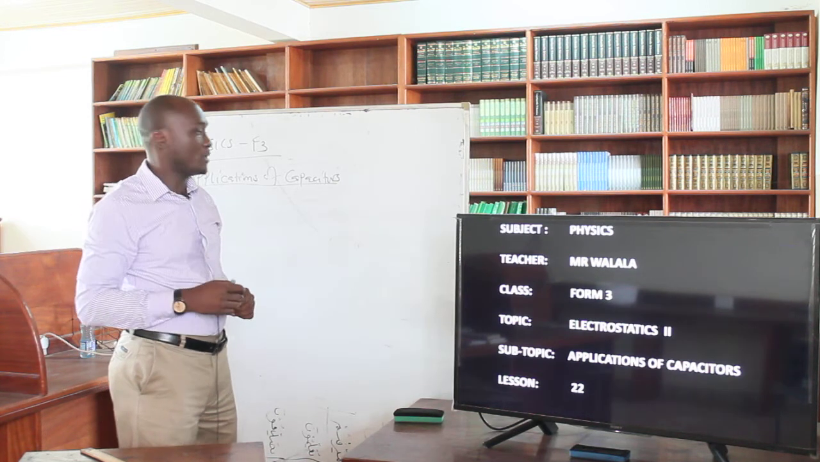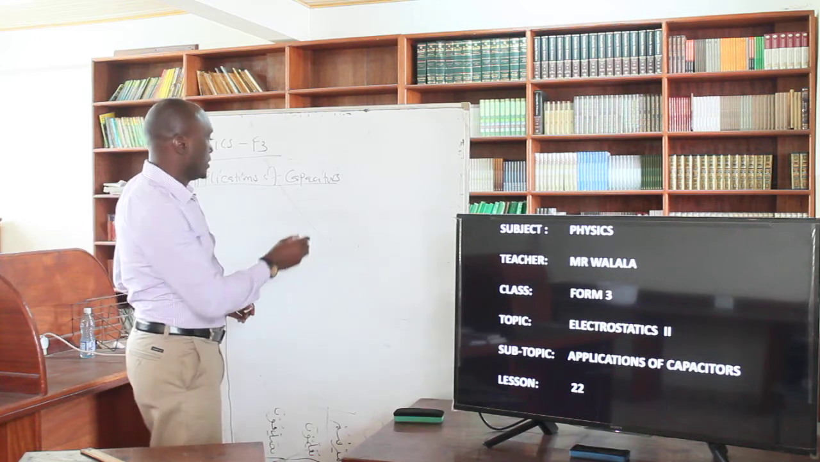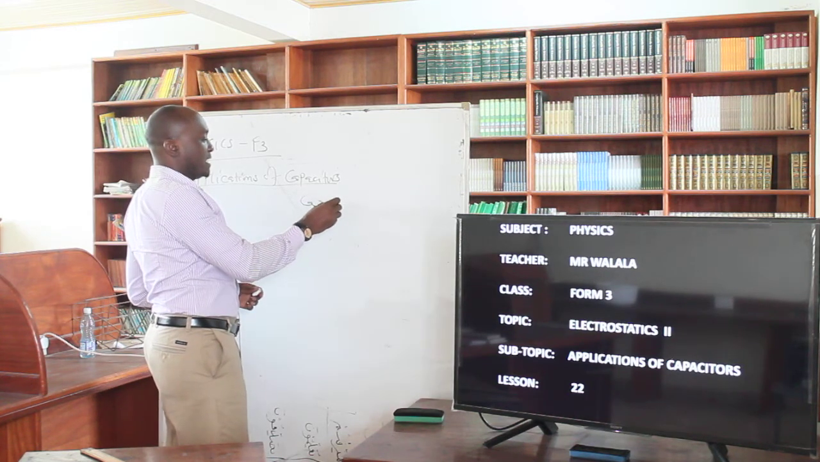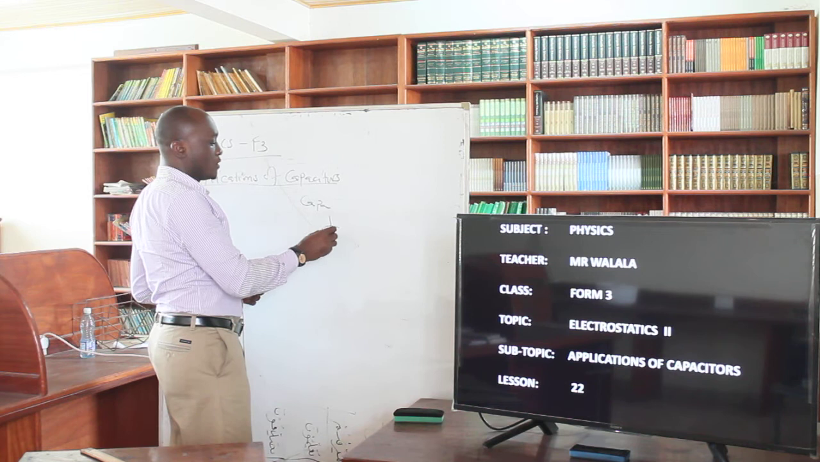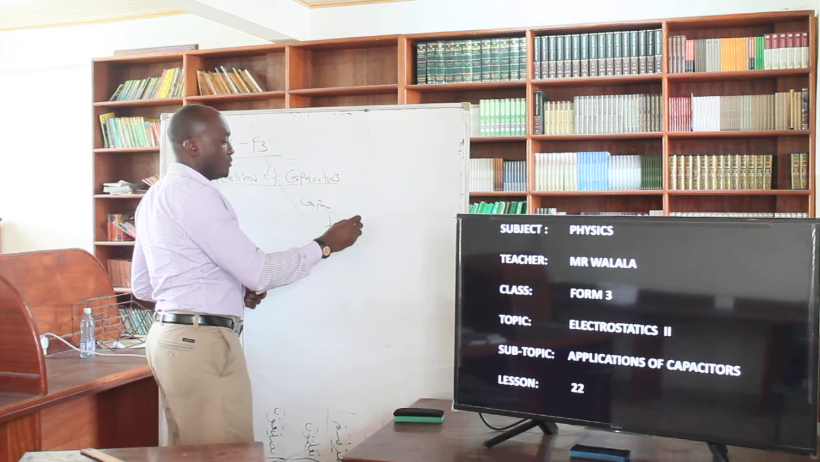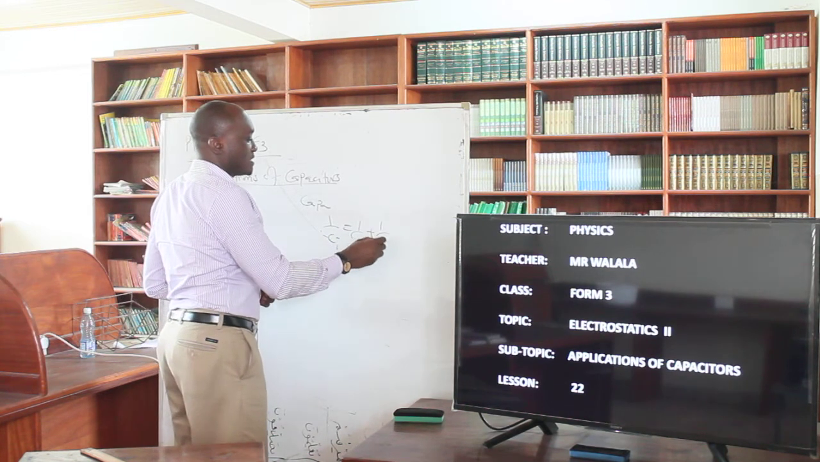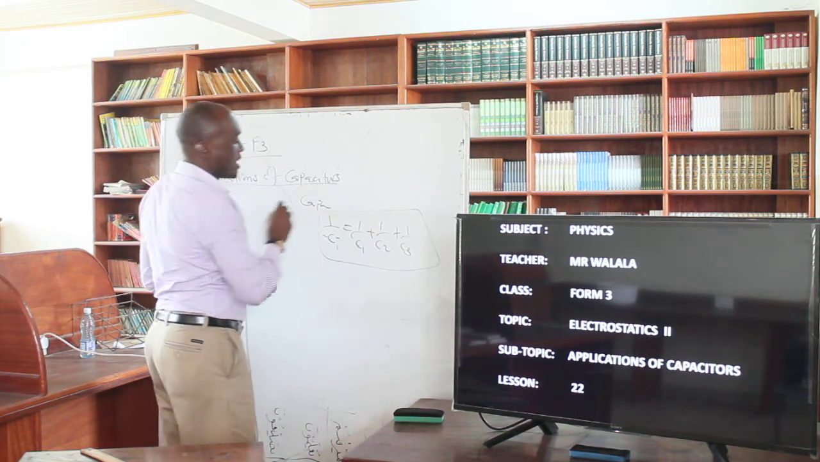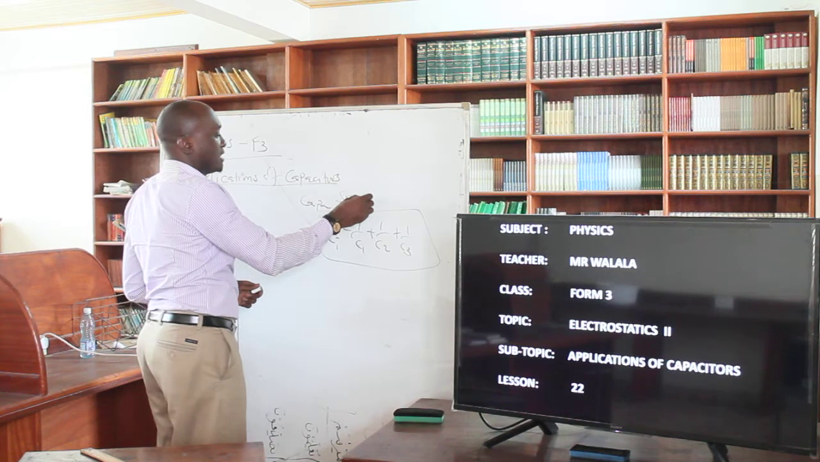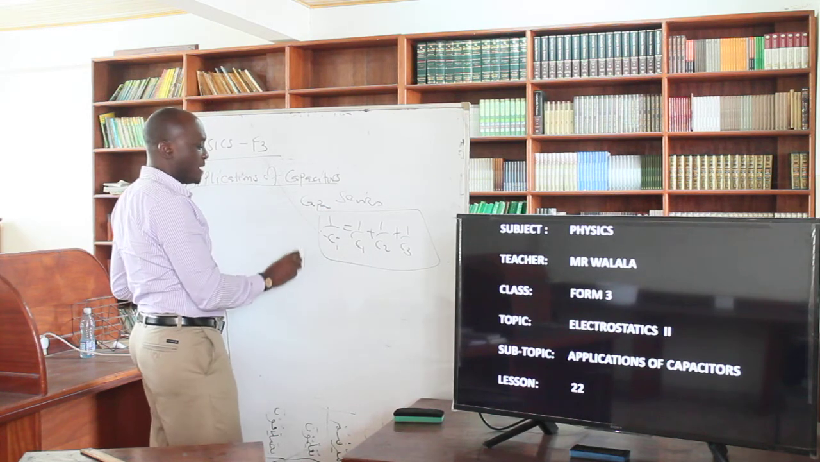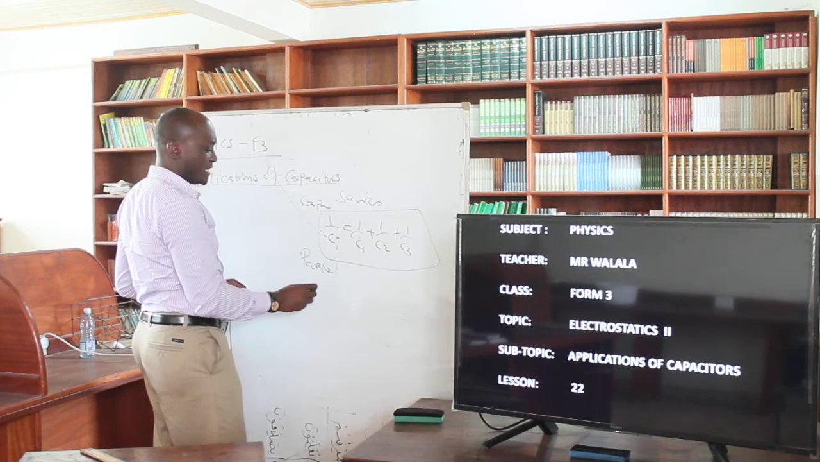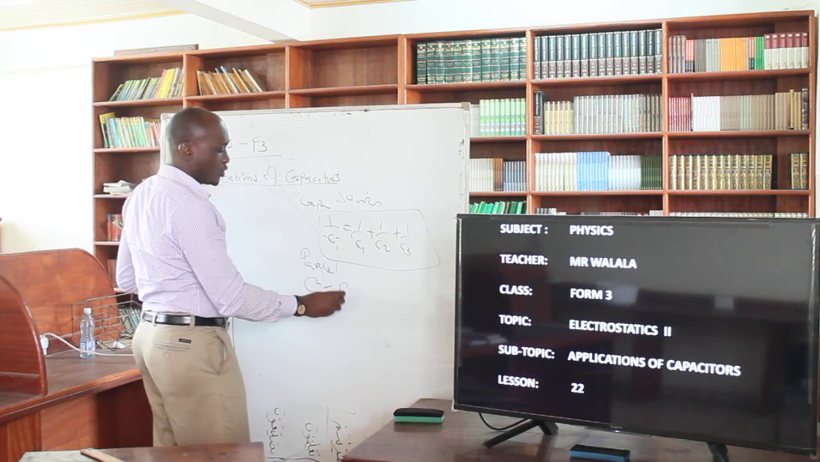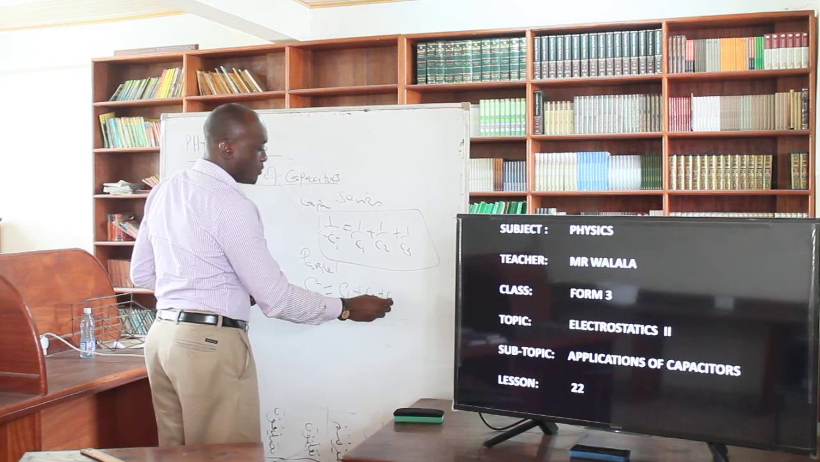But before that, I want to remind you that when capacitors are arranged in series, 1 over C total is 1 over C1 plus 1 over C2 plus 1 over C3, depending on how many capacitors we have. This one is in series. But when you talk about capacitors in parallel, C total is C1 plus C2 plus C3.